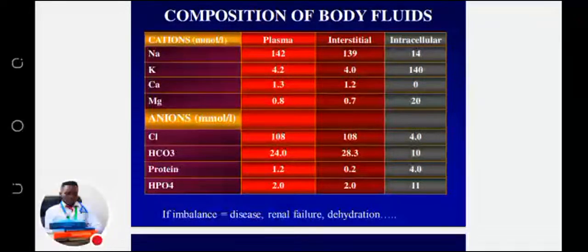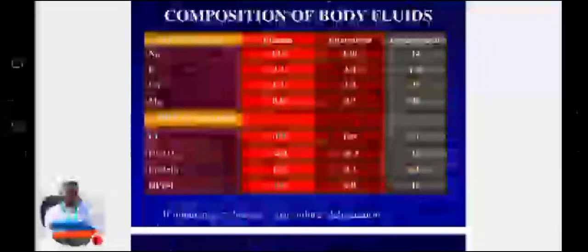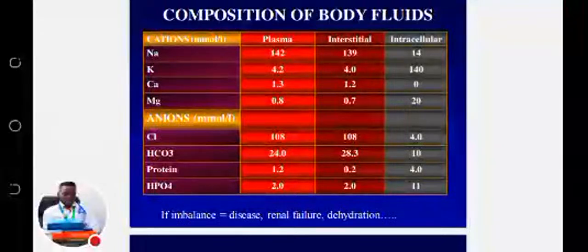Then for calcium, in the plasma we have about 1.3 millimole per liter. In the interstitial we have 1.2 millimole per liter. In the intracellular we have 0 millimole per liter. Okay. Then magnesium, we have 0.8 millimole per liter in the plasma, and 0.7 millimole per liter in the interstitial. And in the intracellular matrix, we have about 20 millimole per liter.